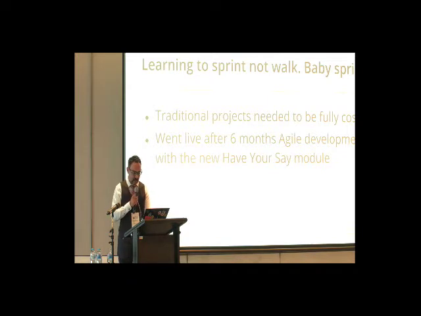So in the beginning, we were able to finish our site in 6 months, and we were running in 4-week sprints. And our minimum viable product did include the Have Your Say module. We also determined an average cost for a 2-week sprint, which we then use for future sprints and for future projects.